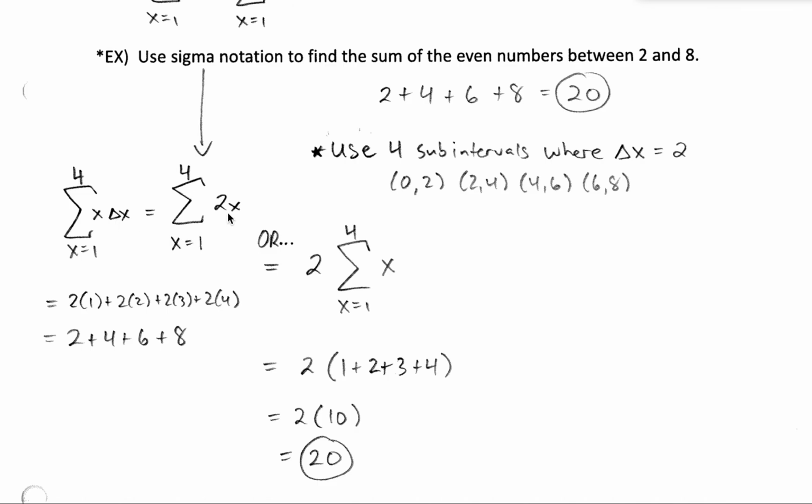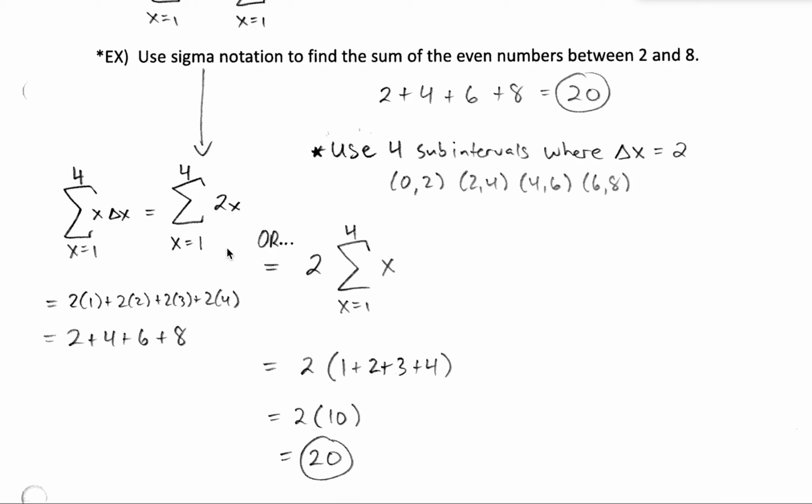If I plug 1 in, I get 2, which is what I wanted to start with. If I plug 2 in, I get 4, so I'm counting by 2's. Plug a 3 in, and 2 times 3 is going to give me 6. Lastly, I'm going to plug my last interval number in, 4. 2 times 4 is 8. So we can see that that allowed us to count by 2's, and now we get the same thing, 20.